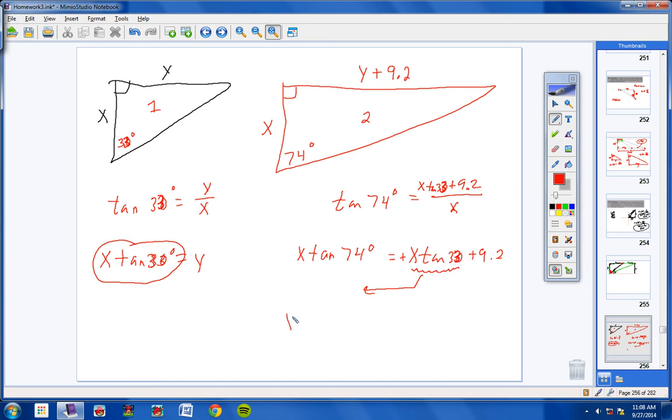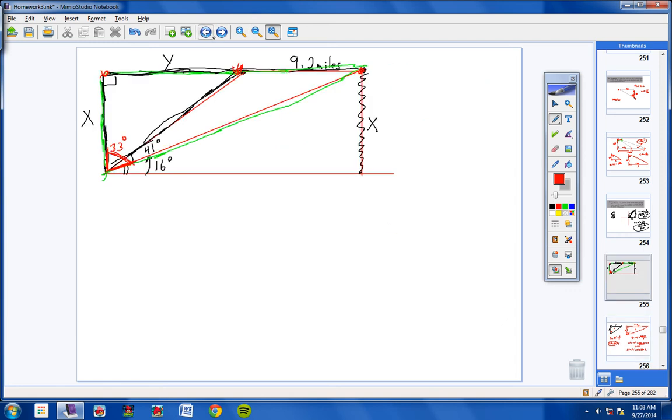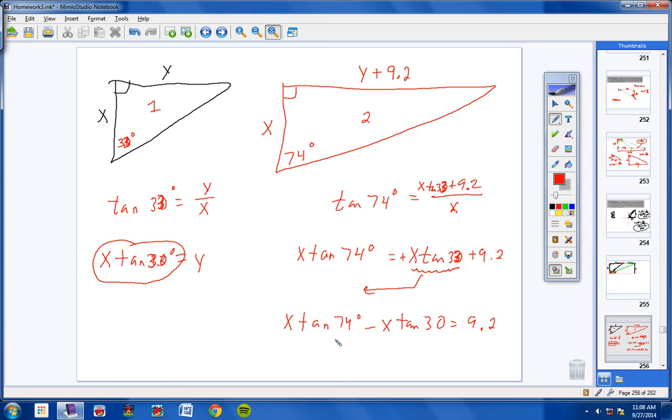So bring this over, and you have x tangent 74 minus x tangent 33 equals 9.2. Now, students, you're solving for x. You really should know how to do this. Factor out an x. So factor out your x, and you're left with x times tangent 74 degrees minus tangent of 33 degrees. I don't know why I'm just so dead set on using 30. Okay? Now look what you did. You pulled an x out of both terms.